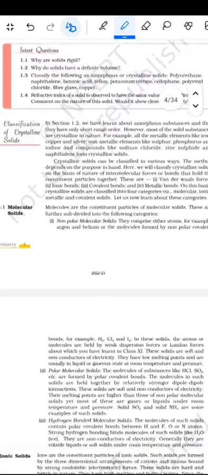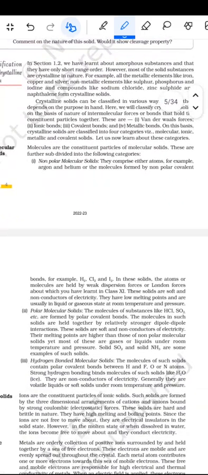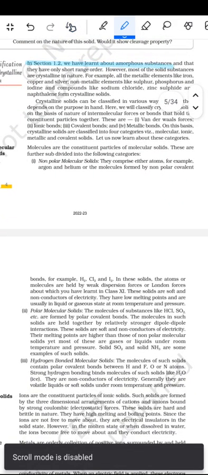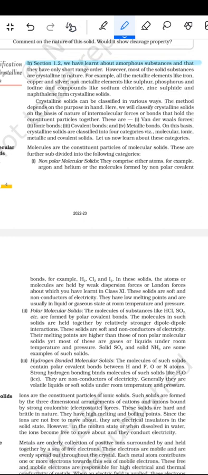अब है क्लासिफिकेशन ऑफ द क्रिस्टलाइन सॉलिड्स। तो एनसीईआरटी कहता है कि इन द सेक्शन 1.2 वी हैव लर्नड अबाउट द अमॉर्फस सब्सटेंस एंड दैट दे ओनली हैव शॉर्ट रेंज ऑर्डर. However, most of the solid substances are crystalline in nature. For example, all the metallic elements like iron, copper, and silver, non-metallic elements like sulfur, phosphorus, and iodine, and compounds like sodium chloride, zinc sulfide, and naphthalene form the crystalline solid.